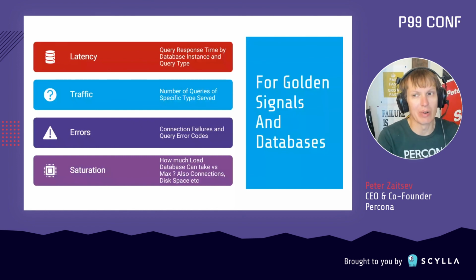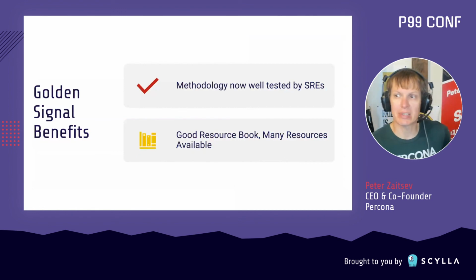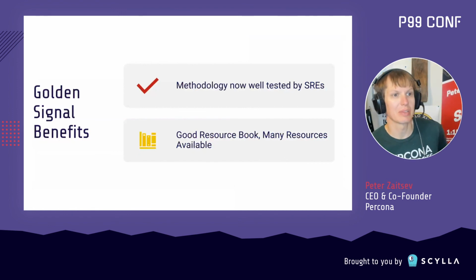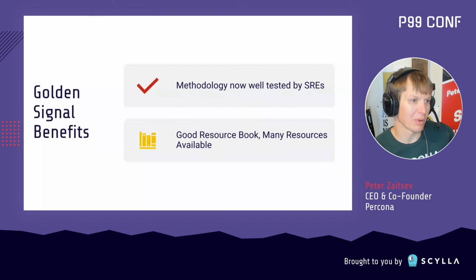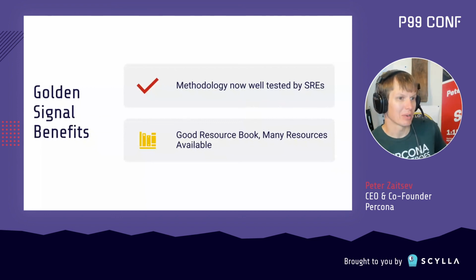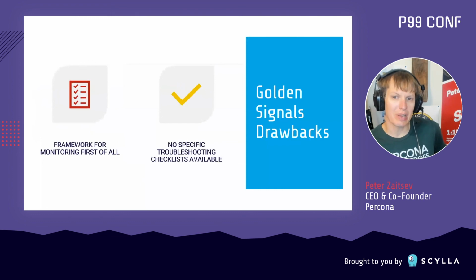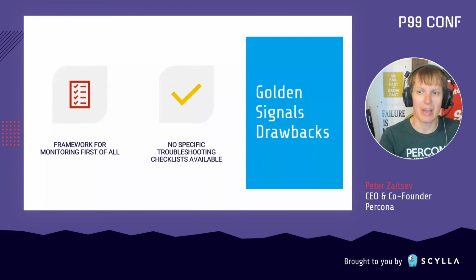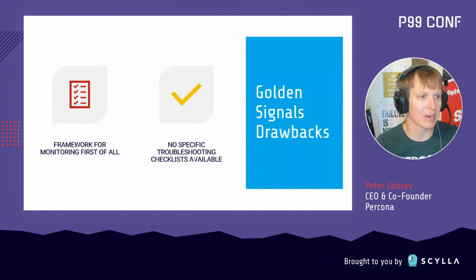What are the benefits of the golden signals methodology? Well, that methodology is now very well tested by SREs or database reliability engineers as well. There are good books, and there are actually many resources online specifically for those methods. If you look at the drawbacks, it is a framework for monitoring first of all, not for solving the troubleshooting. And same as for the Red method, we don't have as detailed a troubleshooting checklist developed as well.